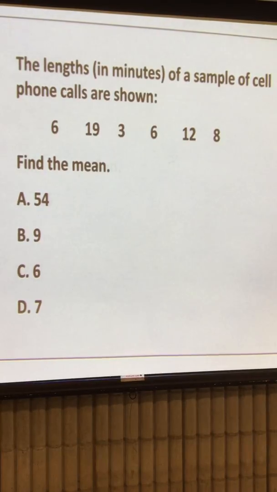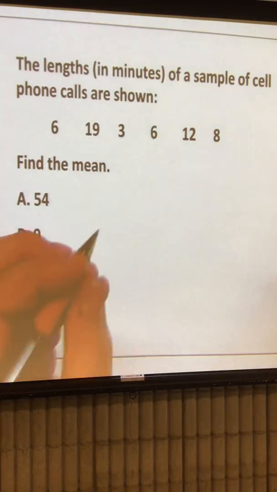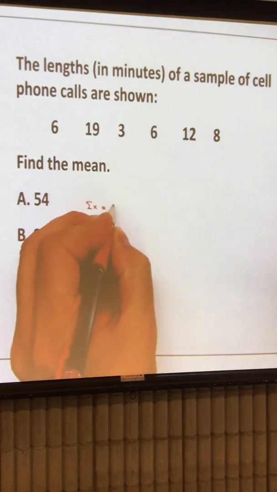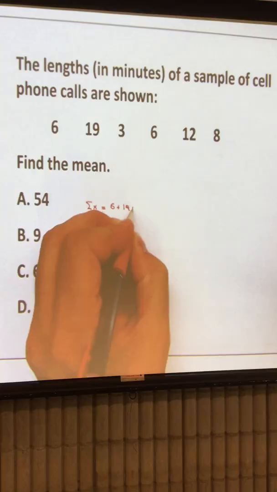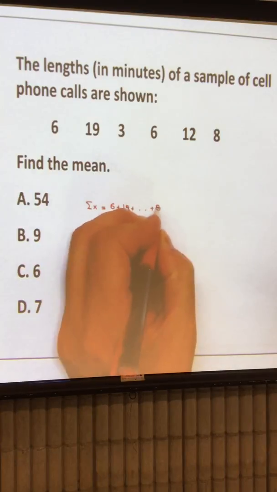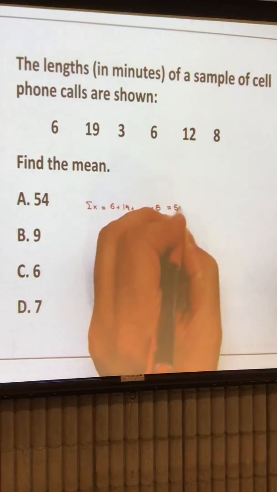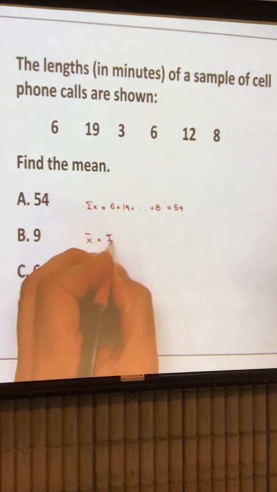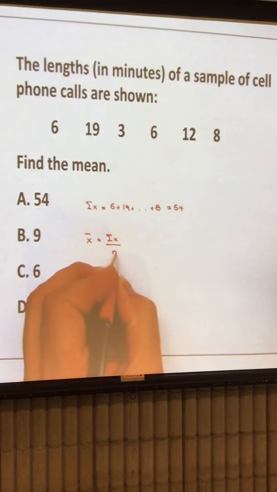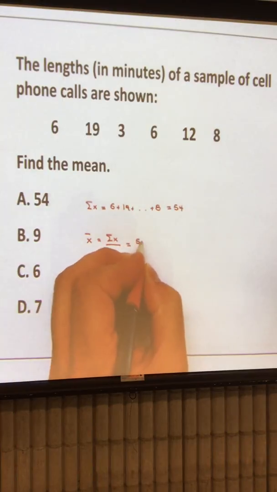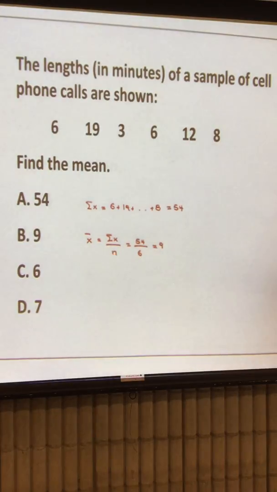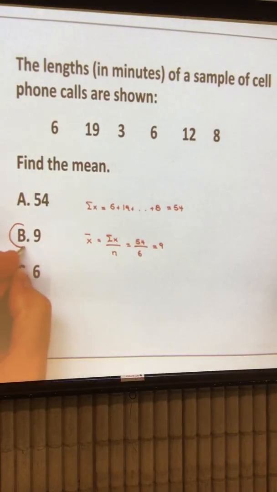Let's go to see the activities for chapter 3. First one, we have to calculate the mean. We have to calculate the summation of x first, which is 6 plus 19 plus 8, which is 54. And then for the mean, we have to divide the summation of x over n. So 54 divided by the 6 observations, this is going to be equal to 9. So the correct one is B.